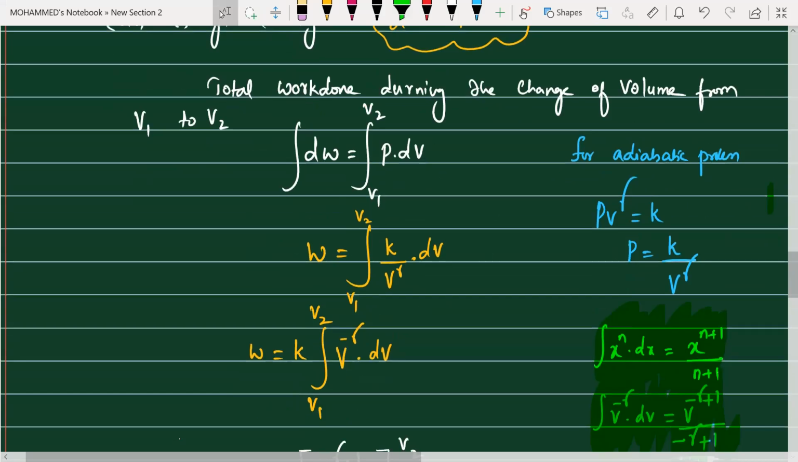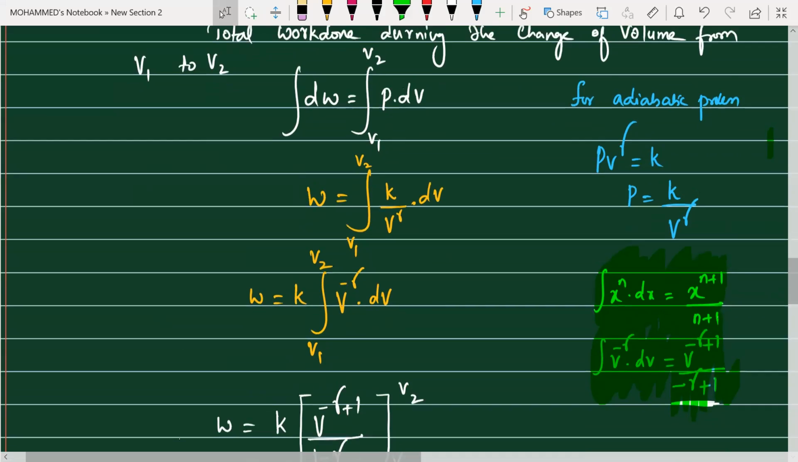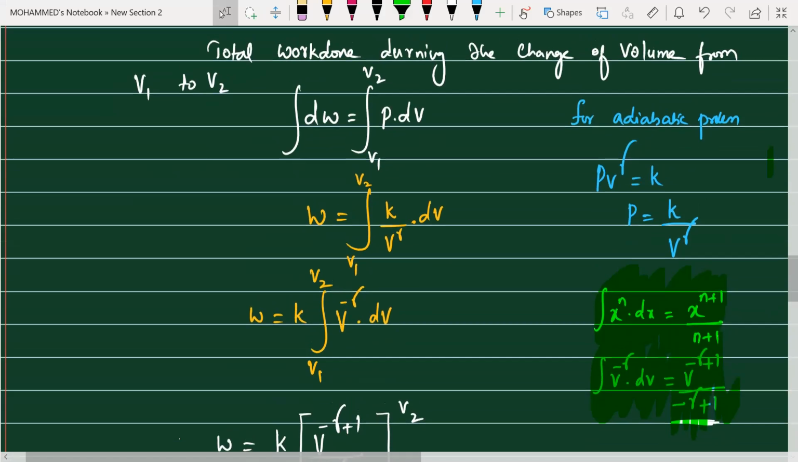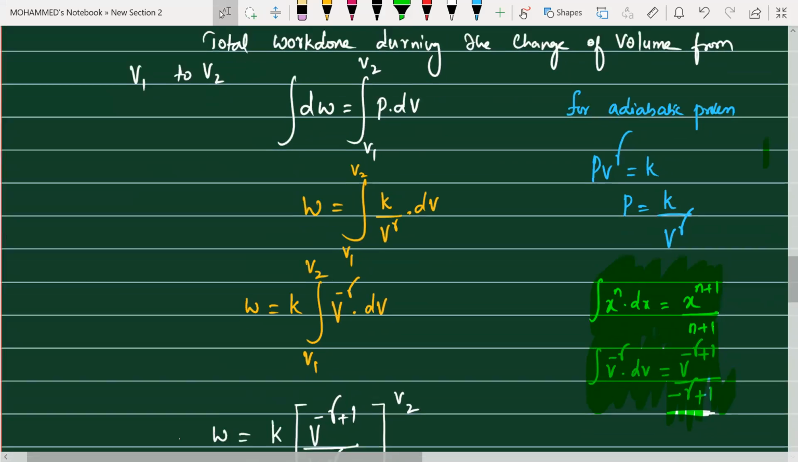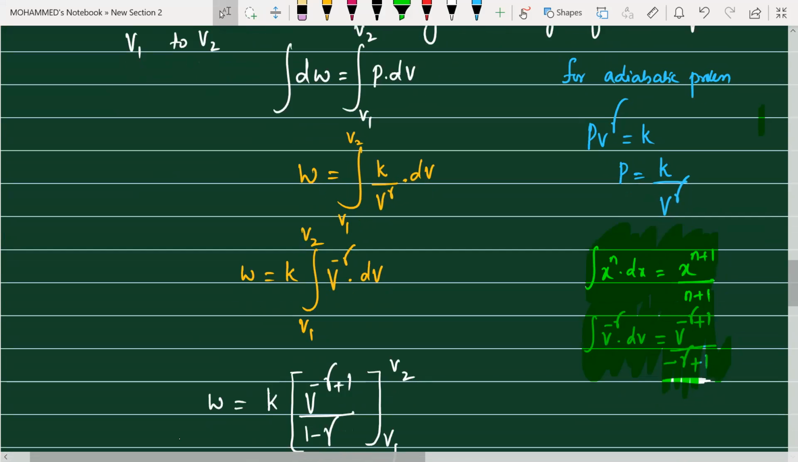So how do you calculate the work done, beta? Am I audible, beta, right now? Yes, sir. Yeah, fine. So in the place of P, what am I substituting? K by V to the power of gamma. K I'm taking out. 1 by V to the power of gamma can be written as V to the power of minus gamma.